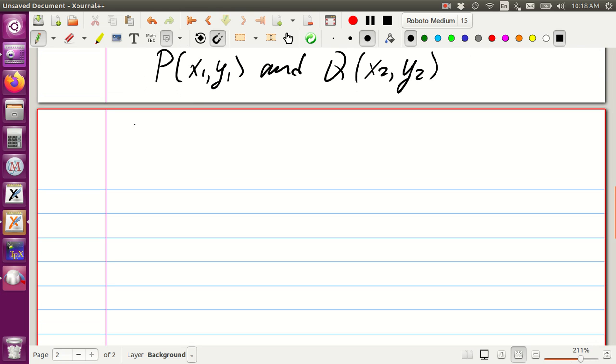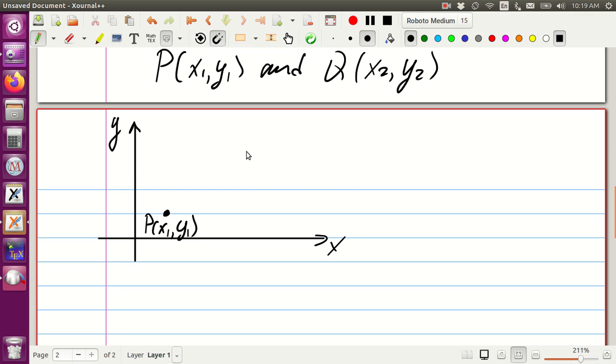And so graphically we have something like this. Graphically we have y-axis, we have x-axis, we have our first point P with coordinates x sub 1, y sub 1, and we have another point Q with coordinates x sub 2, y sub 2. So what do we want to find? We want to find the distance between these 2 points. So let's suppose the distance is L.